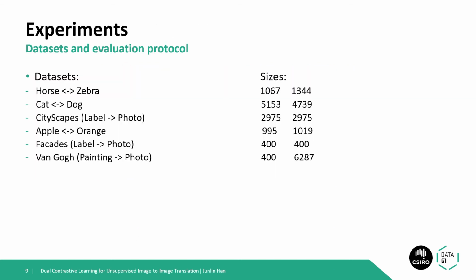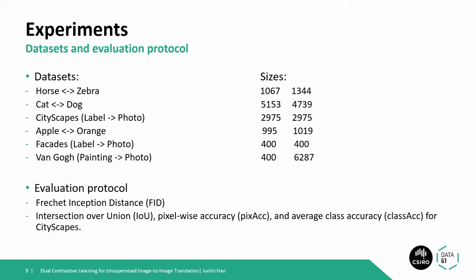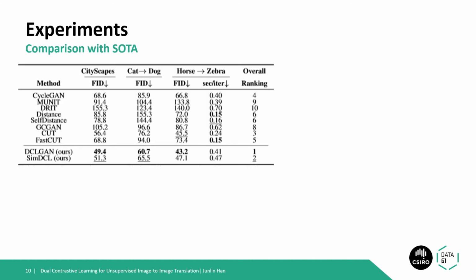To compare our methods with other state-of-the-art methods, we use 6 different datasets with 9 different translation directions. For metrics, we mainly use the FID score. For Cityscapes, we also use the IoU, pixel accuracy, and class accuracy. We first compare our method to 8 other state-of-the-art methods on 3 different tasks. DCLGAN achieves the best FID score in all 3 tasks with acceptable running time. SimDCL also showed good results, with 2 tasks in second place.